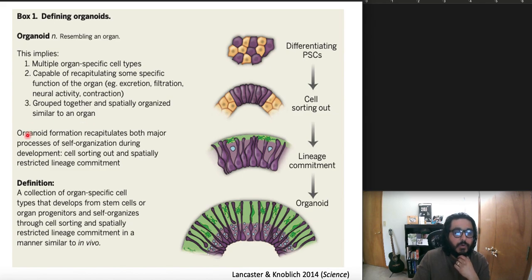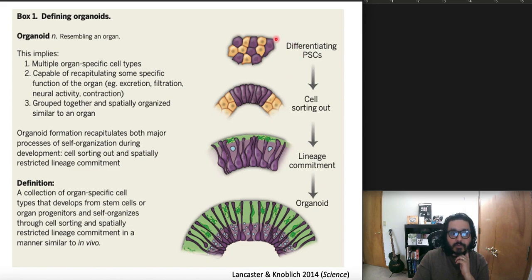Okay. So organoid formation recapitulates the major processes of self-organization during development. And there are two major properties of self-organization, which we'll talk about, called cell sorting out and spatial restriction. Okay.